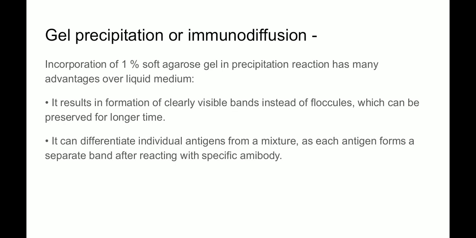So it's very important because flocculation is very diffused, so many times it can't be visible, and a clear-cut band is very visible. So it's an advantage over the liquid medium. And the second advantage is that different antigen mixtures with different antibodies can form different layers. So in one test only, we can test for many antibodies. So that's the advantage of using gel.